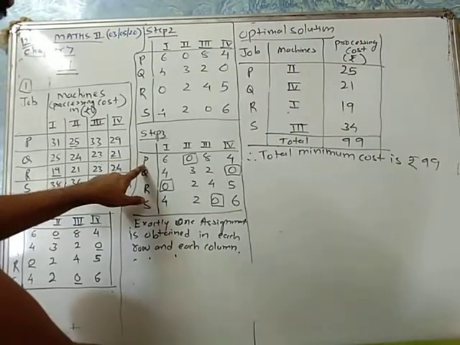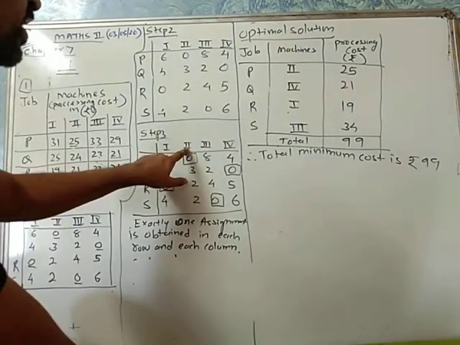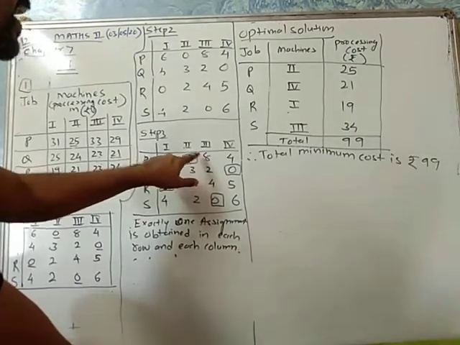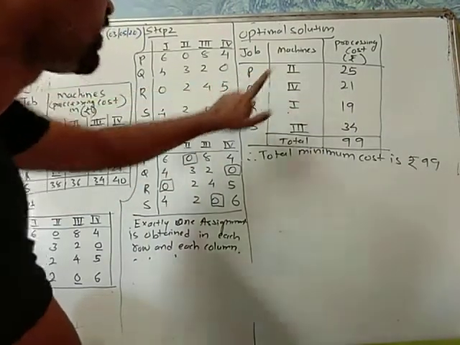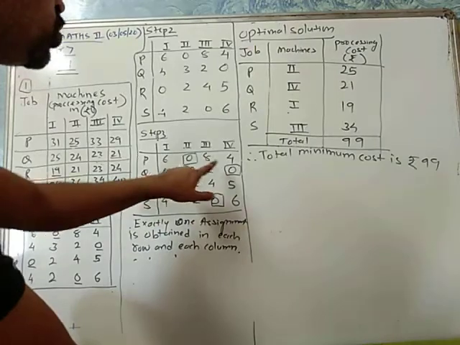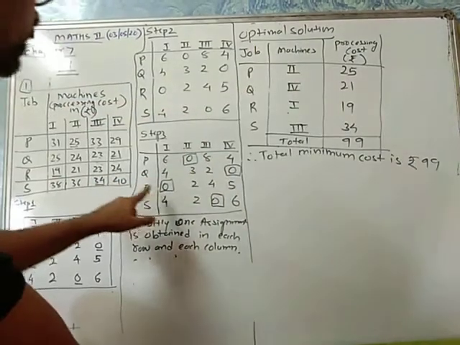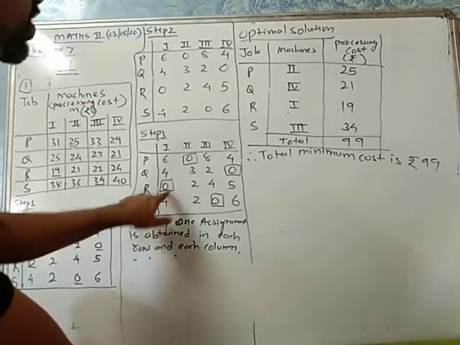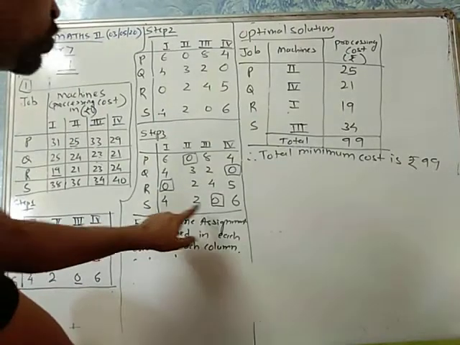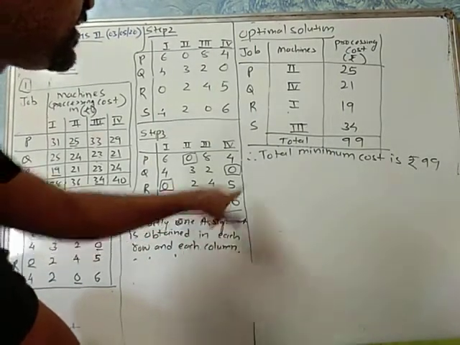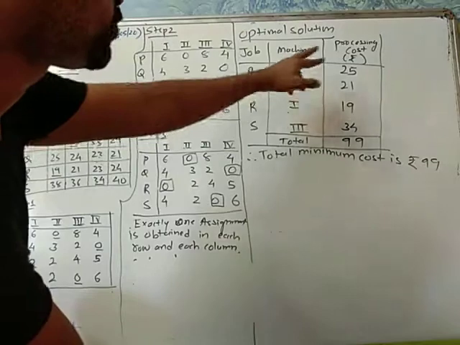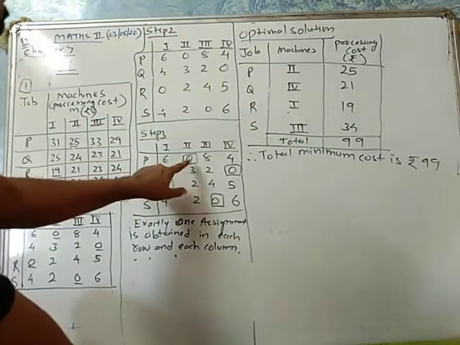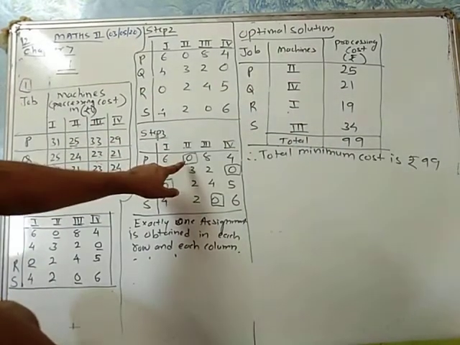Now job P should be given to machine 2 because there is an assignment there. Q job should be given to machine 4. R job should be given to machine 1 and S job should be given to machine 3. Now we will write processing cost. Now you compare the question with this answer.